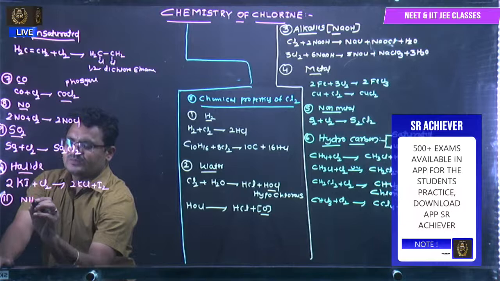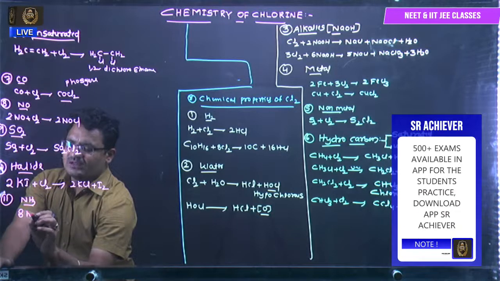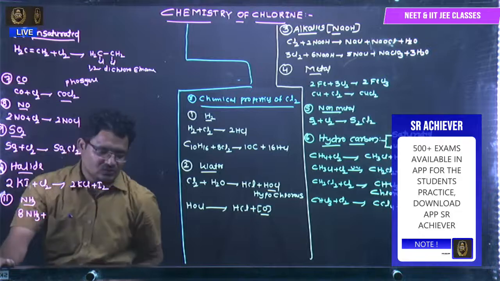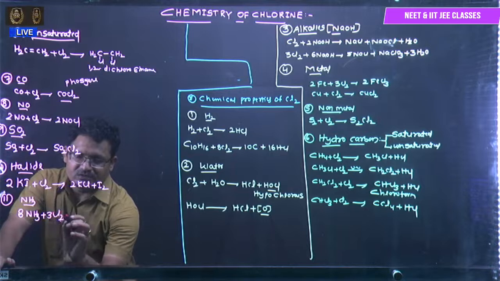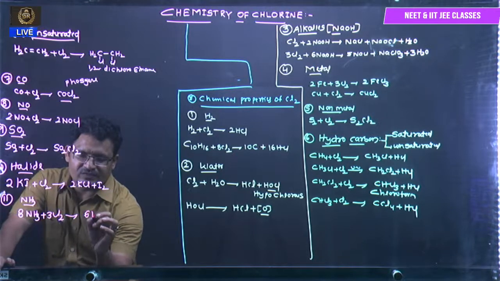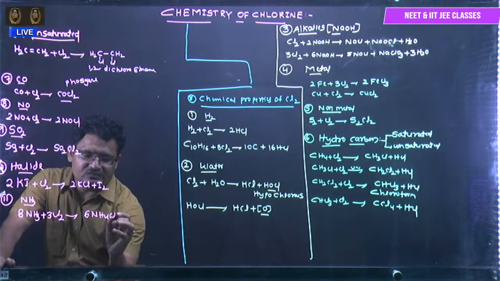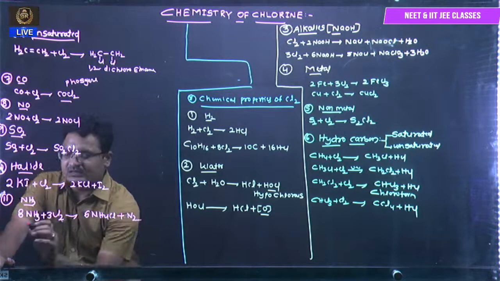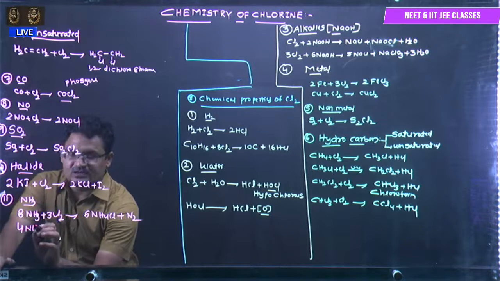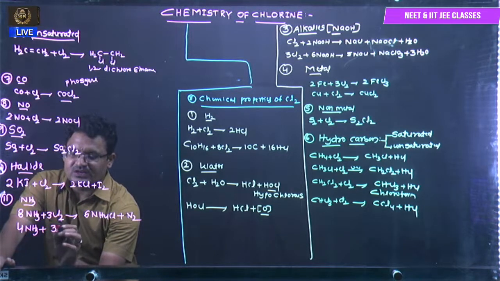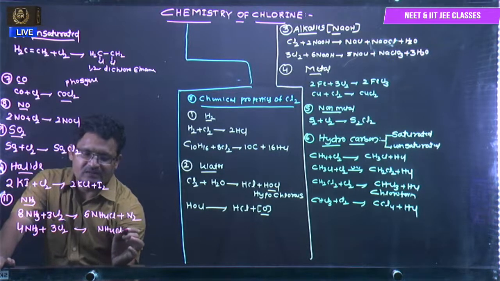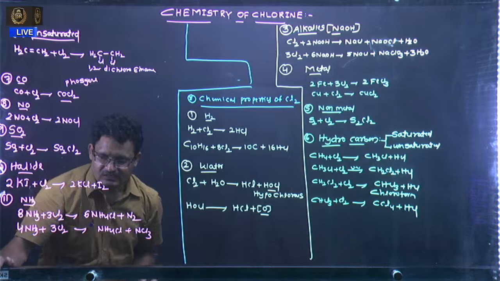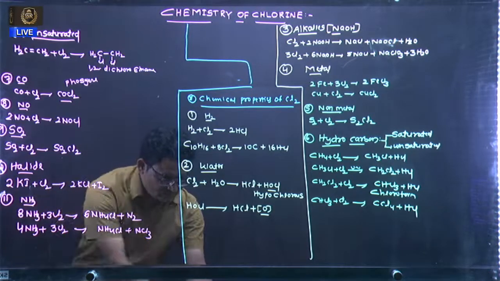8 moles of ammonia react with 3 moles of chlorine to give 6 moles of NH4Cl plus N2. At the same time, 4 moles of NH3 react with 3 moles of chlorine to give NH4Cl plus NCl3. What is that equation?